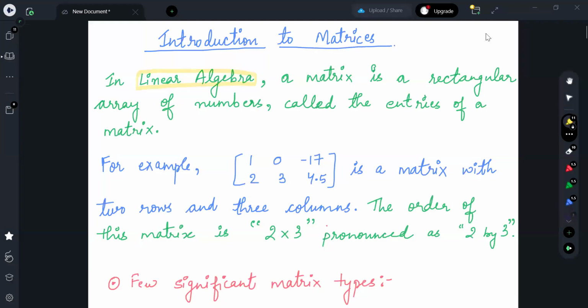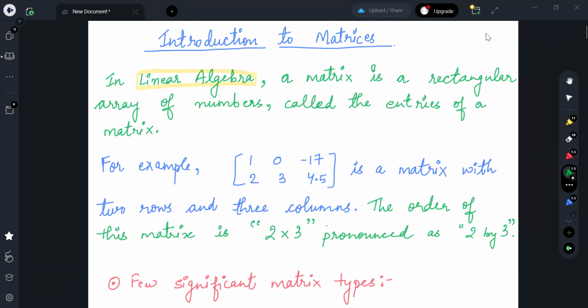Hello everyone. In today's video, we will do an introduction to matrices and we'll also learn about some significant operations that you can perform and how to perform those operations, which are crucial to succeed in this course. So in linear algebra, a matrix is a rectangular array of numbers.